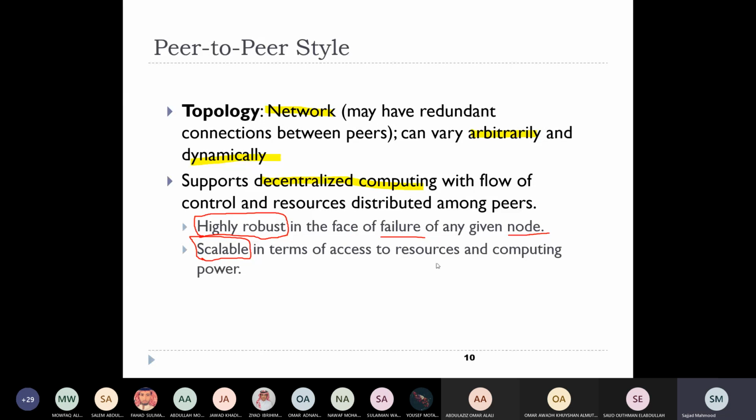Are we clear about the basic concept of P2P now? I'll open the floor for some questions here, if any.